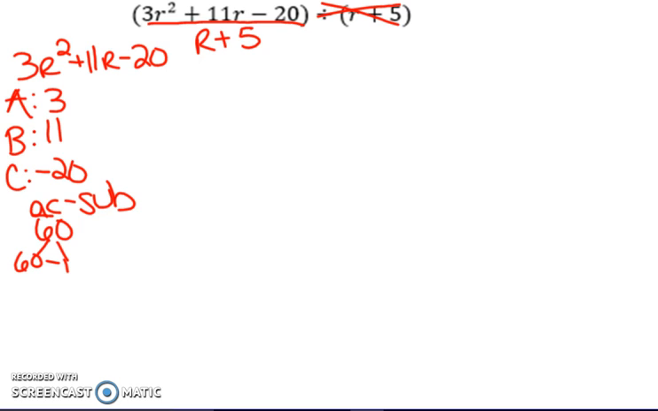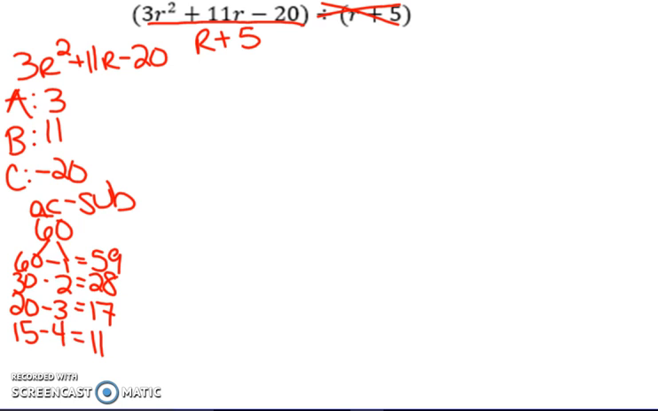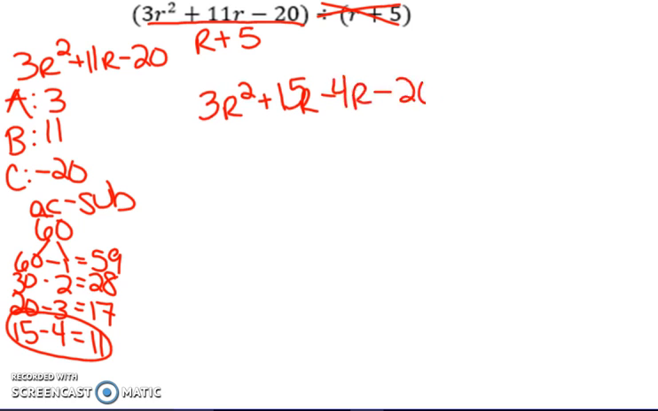Well, I have 60 minus 1, which gives me 59. I have 30 minus 2, which gives me 28. I have 20 minus 3, which gives me 17. I have 15 minus 4. Oh, and there we have our 11. So we can stop. I have a positive 15 and b is positive 11, so it's going to stay in that order. It becomes 3r squared plus 15r minus 4r minus 20.